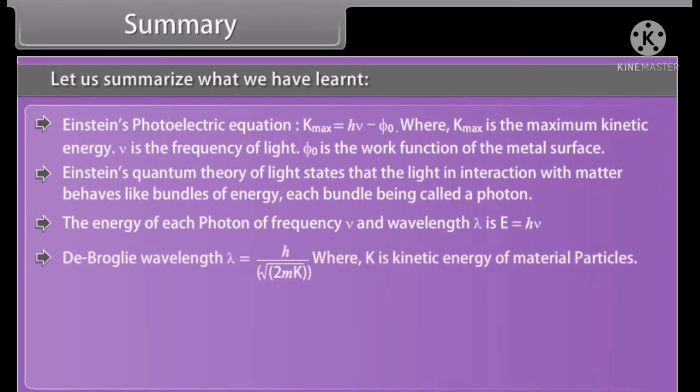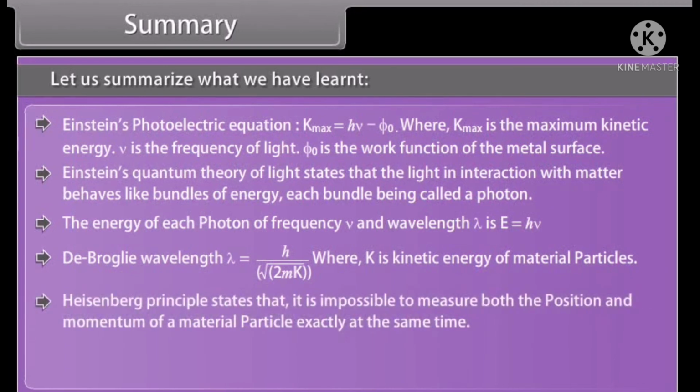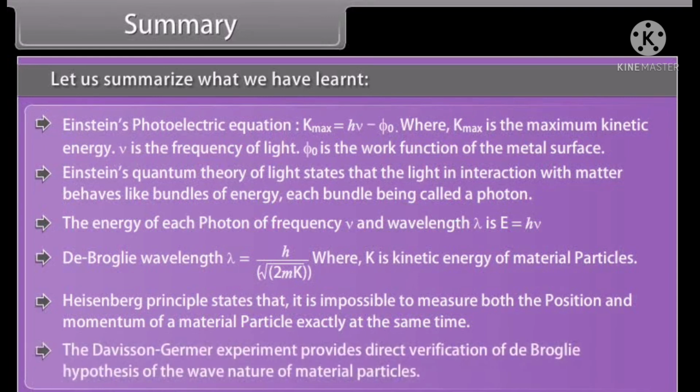De Broglie wavelength lambda = h/square root of 2mK, where K is kinetic energy of material particles. Heisenberg principle states that it is impossible to measure both the position and momentum of a material particle exactly at the same time. The Davisson-Germer experiment provides direct verification of de Broglie hypothesis of the wave nature of material particles.